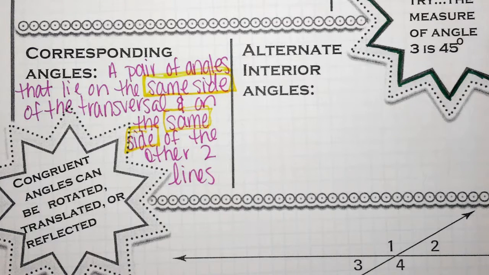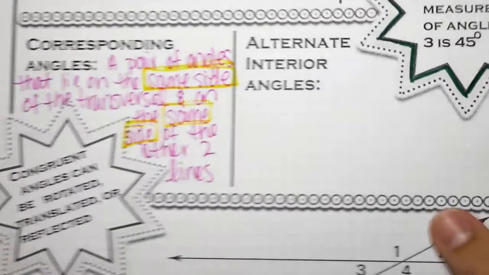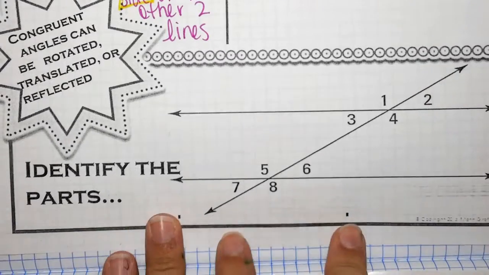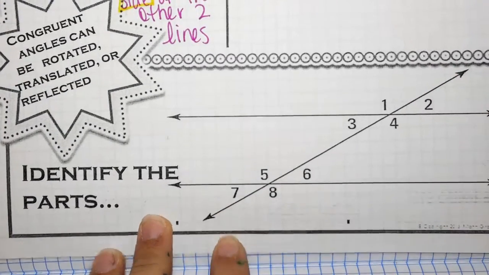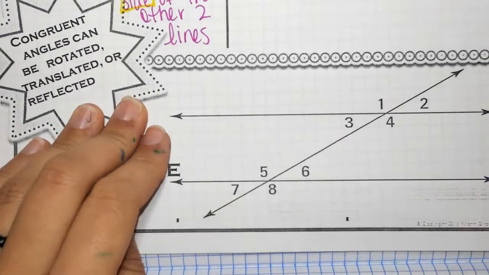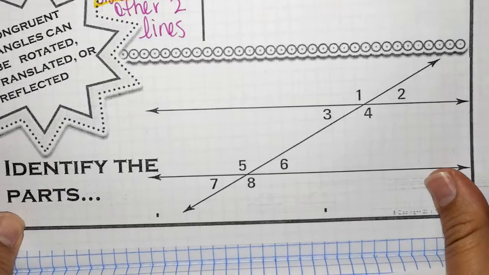Are we ready now? Okay, so look at our pair of parallel lines down there at the bottom and the transversal. Now let's think about which ones could be corresponding. They have to lie on the same side of the transversal. So pick two angles that lie on the same side of the transversal. 1 and 7 are on the same side, but they also have to be on the same side of the other two lines. 3 and 5. Are they on the same spot of the other two lines? 1 and 3. Are they on the same spot of the other two lines?